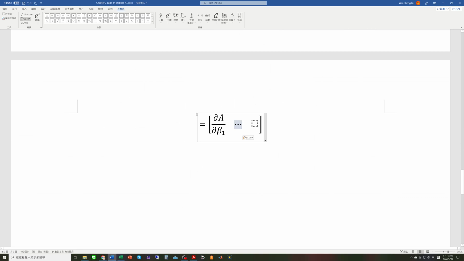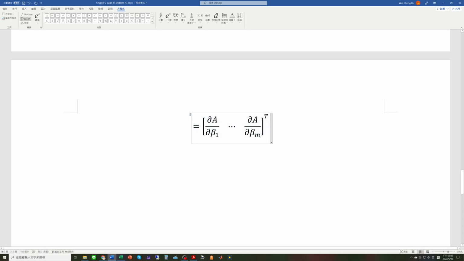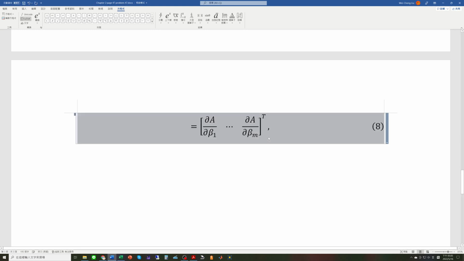Okay, and the last term is partial A over partial M, and transpose. Okay, like this. And this is equation 8.